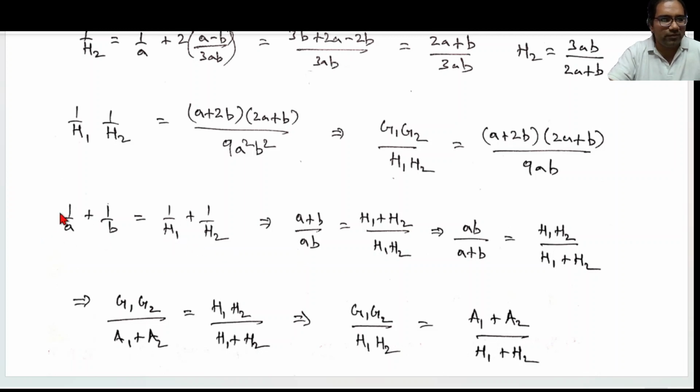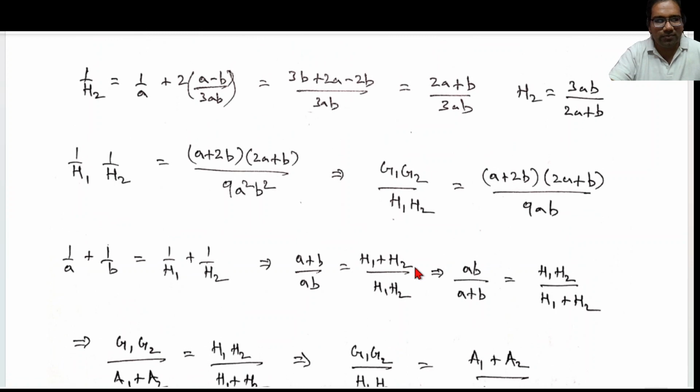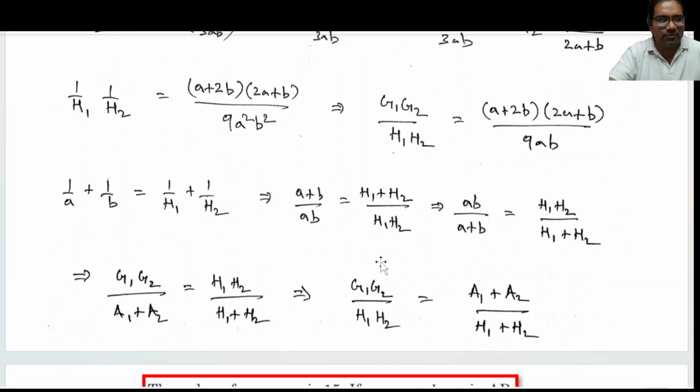This means if we take LCM here, this becomes (A plus B) by AB, right? Should be equal to (H1 plus H2) by H1 H2, right? That means if we inverse this, AB by (A plus B), we are just inversing this on both sides. AB by (A plus B) should become H1 H2 by (H1 plus H2). We are inversing this also.